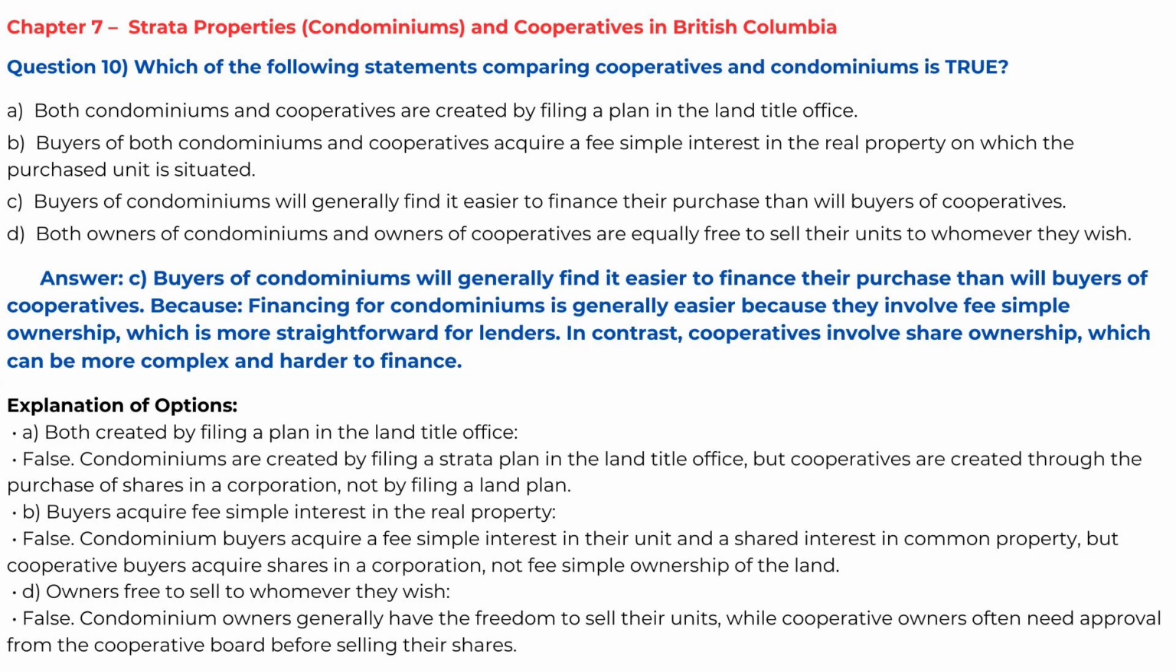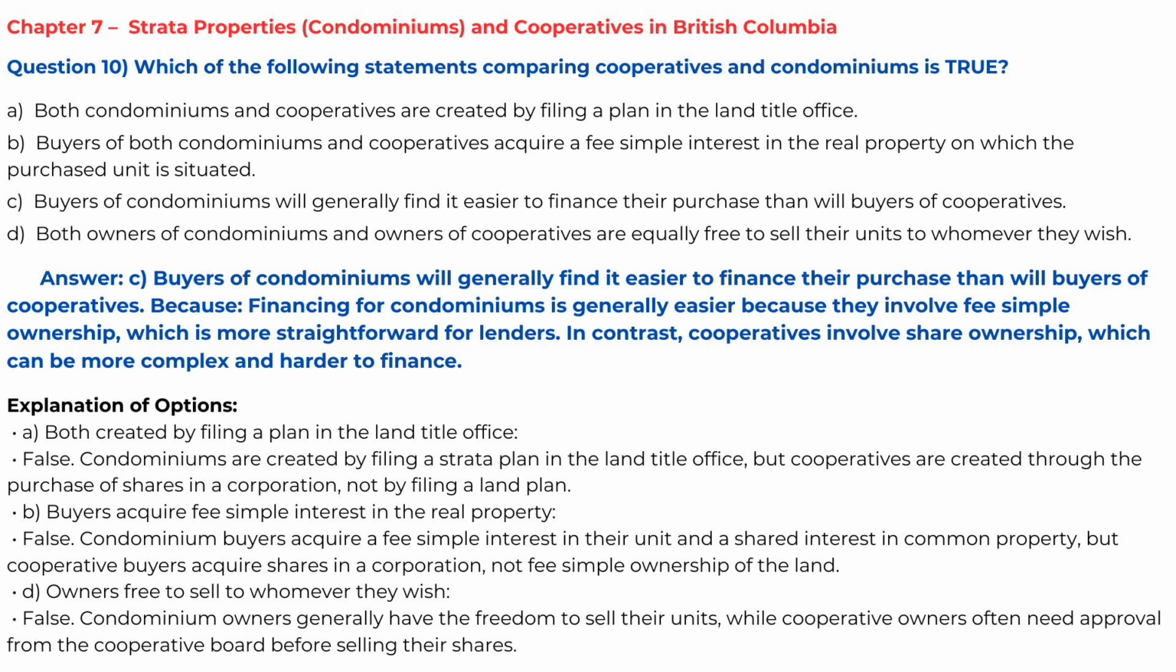Question 10. Which of the following statements comparing cooperatives and condominiums is true? Answer: C. Buyers of condominiums will generally find it easier to finance their purchase than will buyers of cooperatives. Because financing for condominiums is generally easier because they involve fee simple ownership, which is more straightforward for lenders. In contrast, cooperatives involve share ownership, which can be more complex and harder to finance.